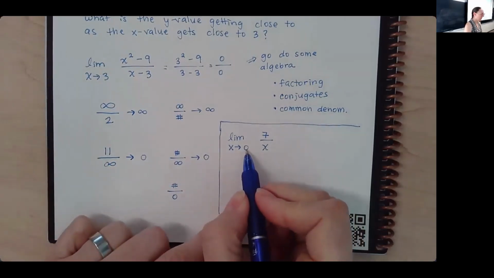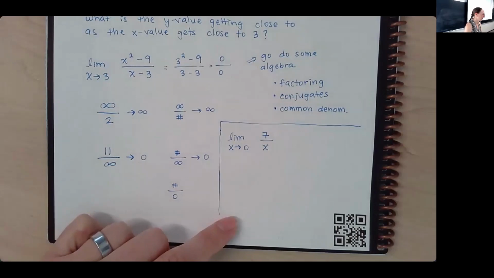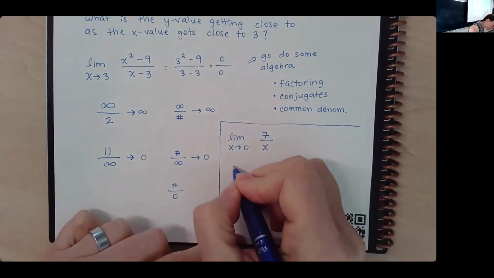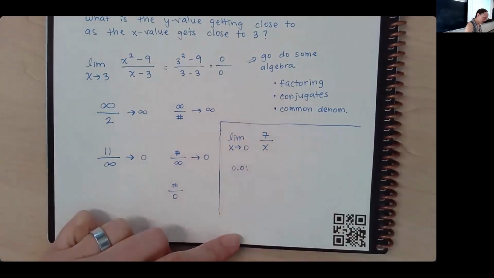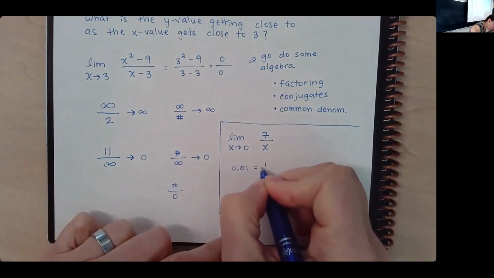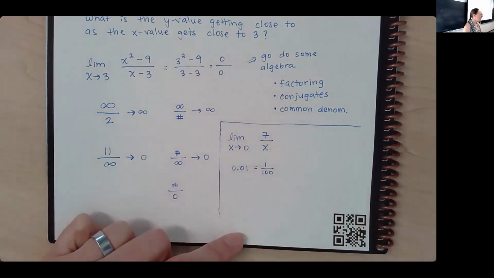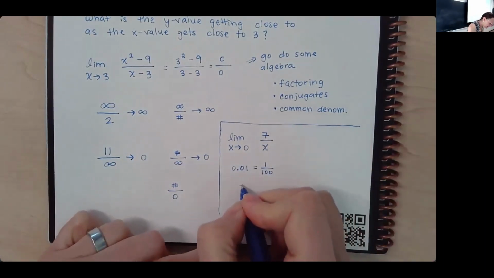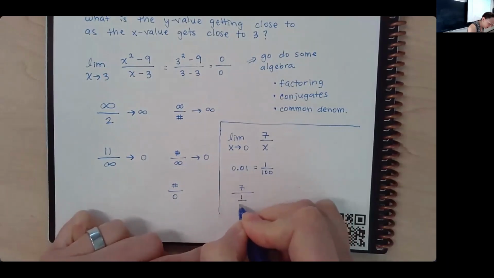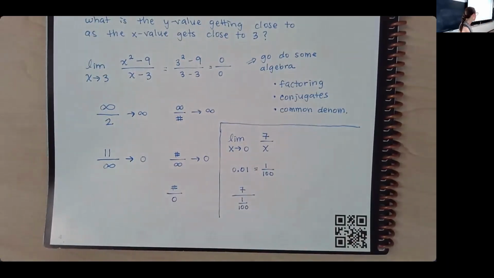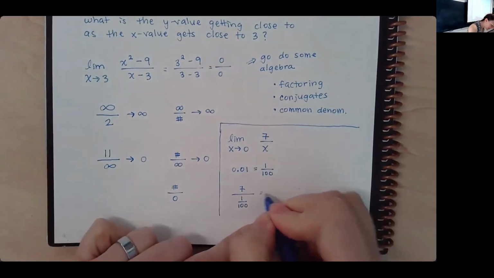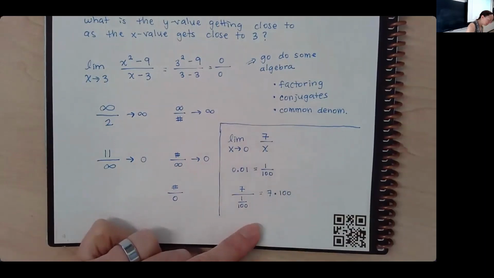Somebody give me a number close to 0, but not quite there yet. Cool. So if I had 0.01, I'm going to go ahead and write that as a fraction. So 0.01 is 1 over 100. So if I were to think about plugging that in to this, I would have 7 divided by 1/100. And now if I use my fraction rules, that's really the same as saying 7 times 100. $700's pretty big.